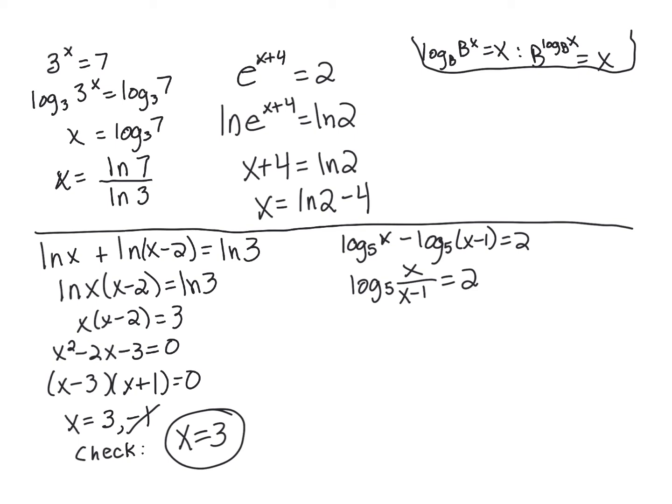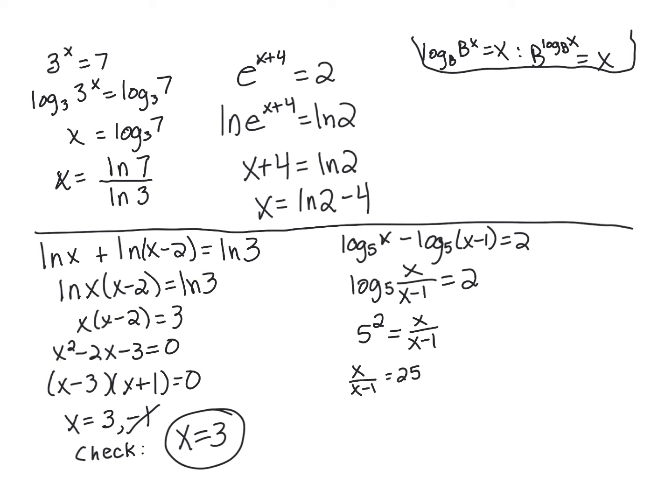Okay, now, because we have a log equals a number, whereas over here we had an ln equals an ln, we have to rewrite this equation as an exponential. The base is 5. The log equals the exponent, so it's squared. And the answer to 5 squared is x over x minus 1. So we have this thing here equals 25.